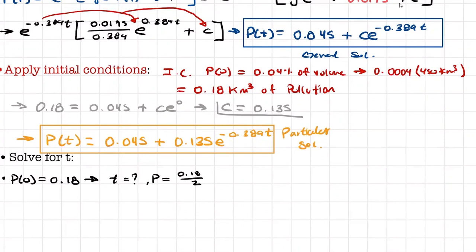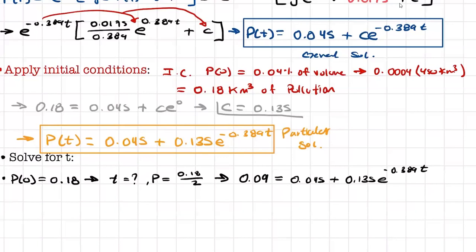So let's apply this condition. Then we'll have 0.18 over 2, that's 0.09, and this is equal to 0.045 plus 0.135 e to the negative 0.389 t. And this one we are solving for t.